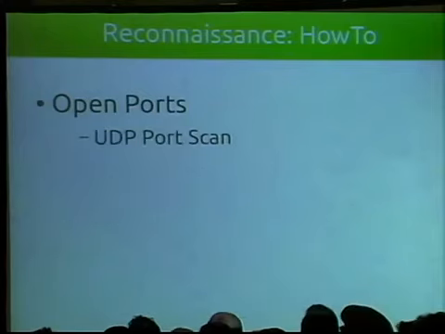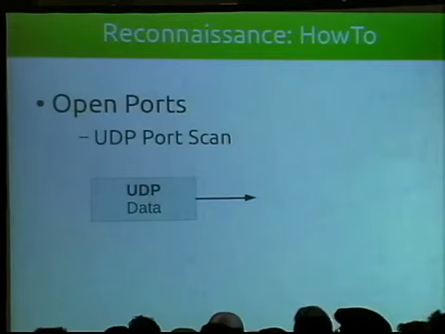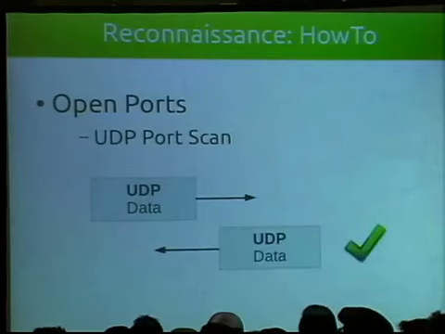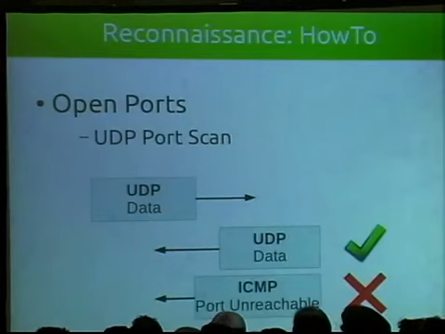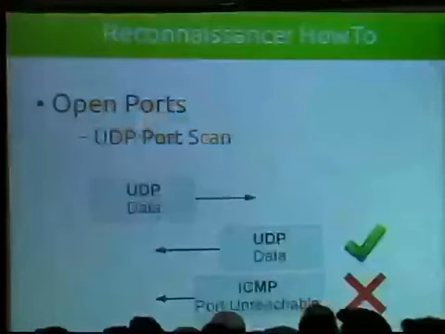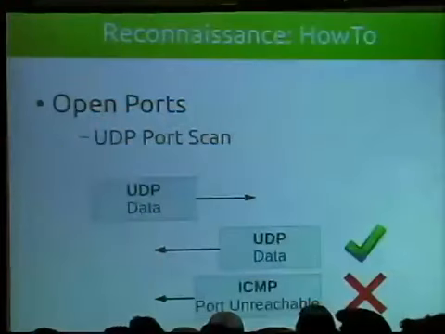For UDP, it's connectionless, so you just send data. But since there's no connection, you just send a data packet, and if you get a data packet back, that means it's open. Though, if you get an ICMP port unreachable, that means it's closed. Though, of course, there's lots of other situations that can happen. If you don't get a packet back, then that could mean that it's open, but you just haven't gotten a packet back yet. Or it could mean that it's closed, or maybe there's a firewall. So there's lots of other things, but this is the basic idea, right?